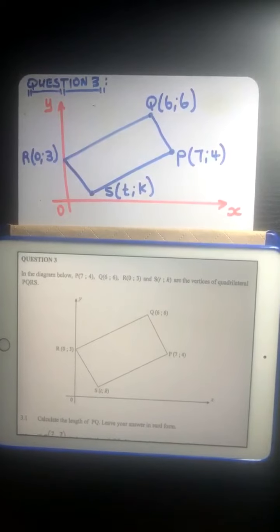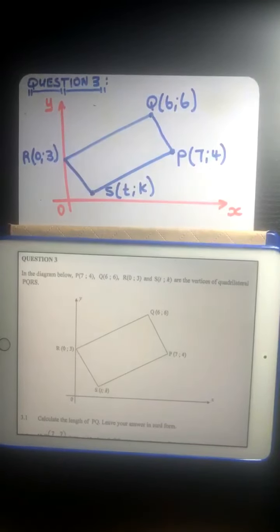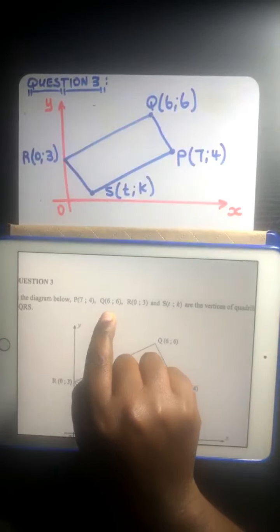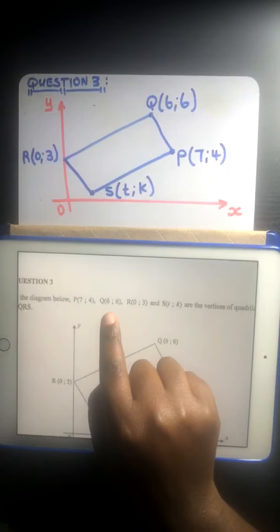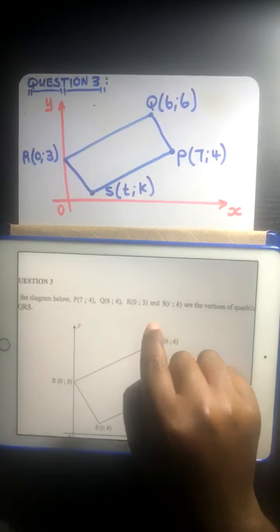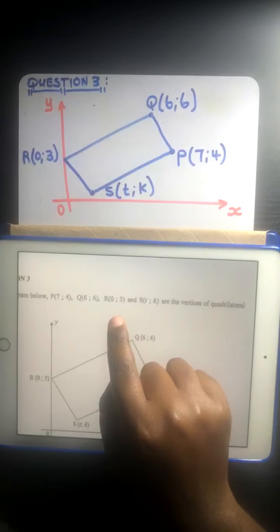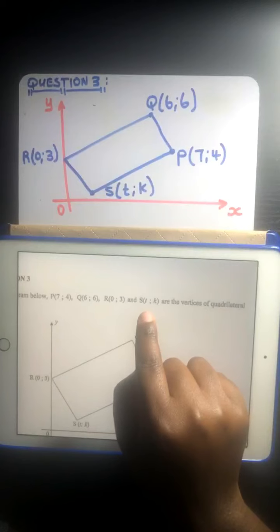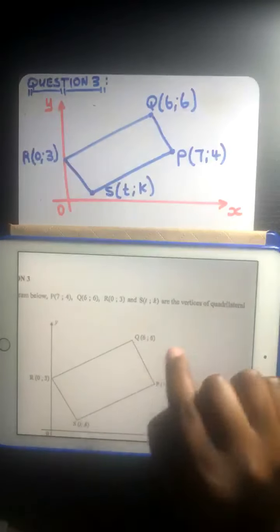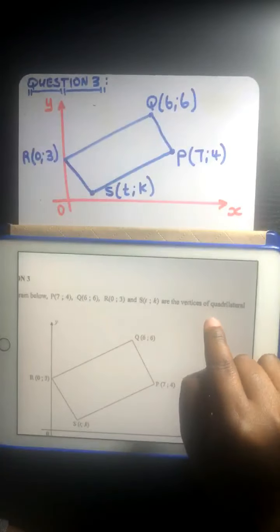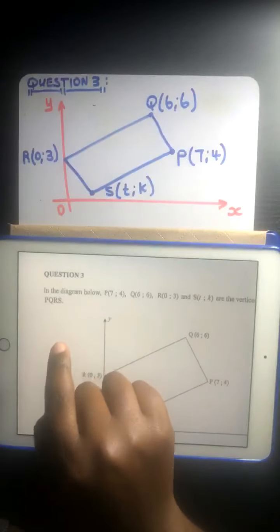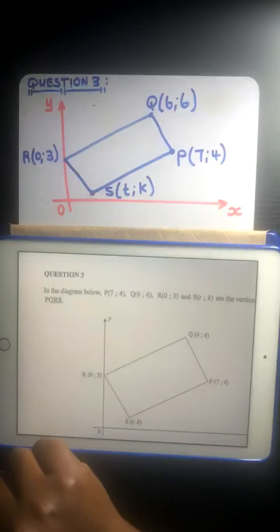In the diagram below, P is a point having the coordinates x is 7, y is 4. Q is a point having the coordinates x is 6, y is 6. R is a point having the coordinates x being 0, y being 3, and S has x represented by t, y represented by k. All of those are the vertices of quadrilateral PQRS.